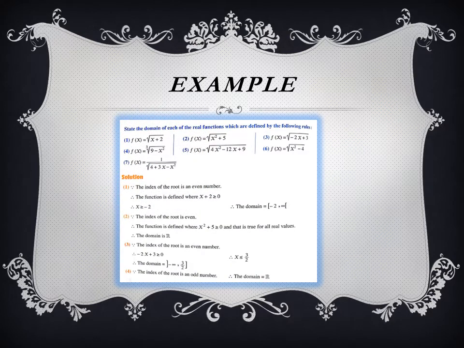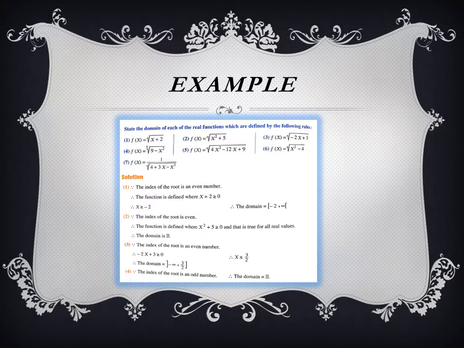State the domain of each of the real functions, which are defined by the following rules. Number 1, f(x) equals the square root of x plus 2. This is a square root, an even root, so the function is defined where x plus 2 is greater than or equal to 0. So x is going to be greater than or equal to negative 2, then the domain is going to be the interval from negative 2 to infinity.